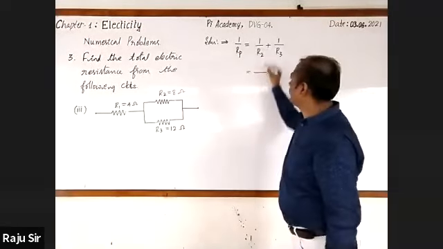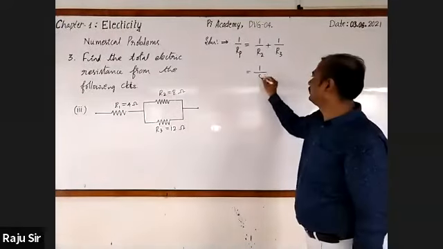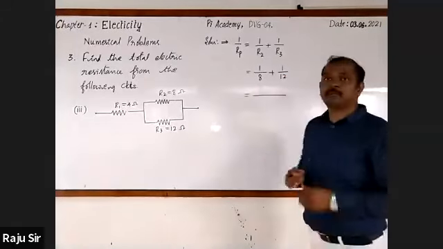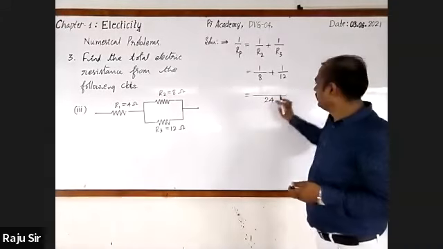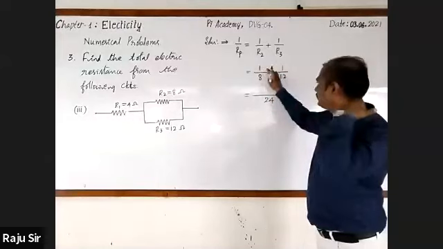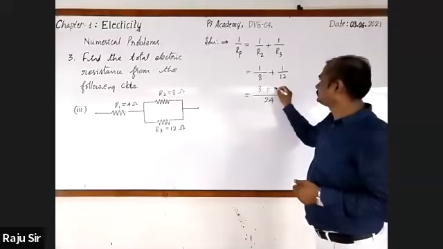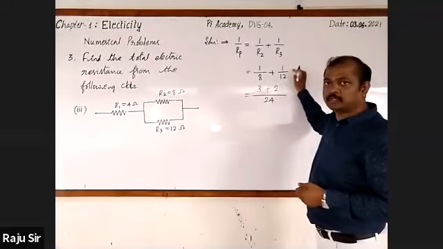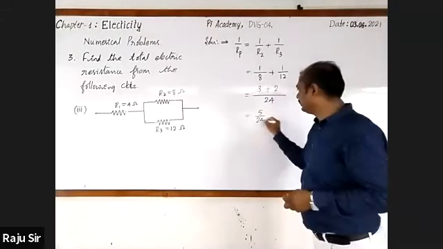This is 1 by R2, where R2 is 8 ohm, plus 1 by R3, where R3 is 12 ohm. Take the LCM of 8 and 12, which is 24. Multiply this LCM with the first term: 8 threes are 24, so 3. Multiply with the second one: 12 twos are 24, so 2. This is equal to 5 by 24.